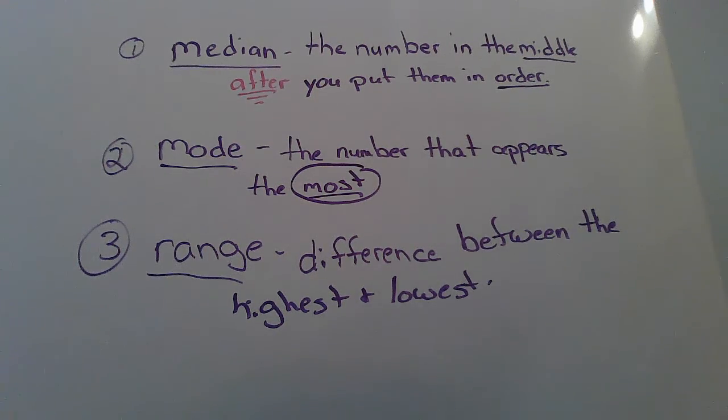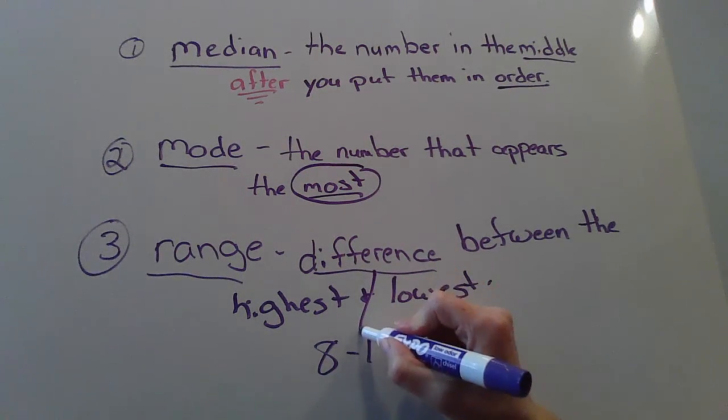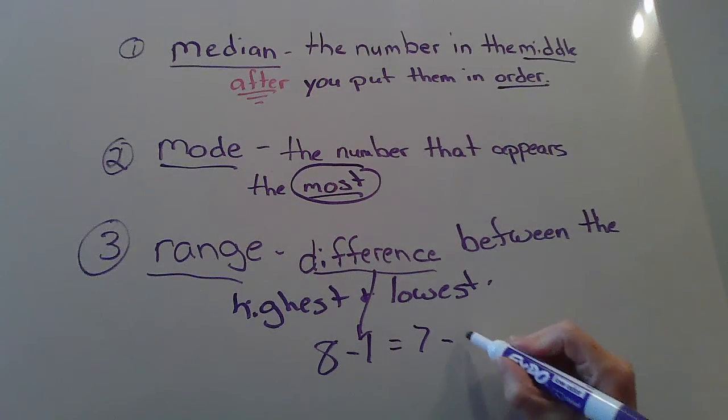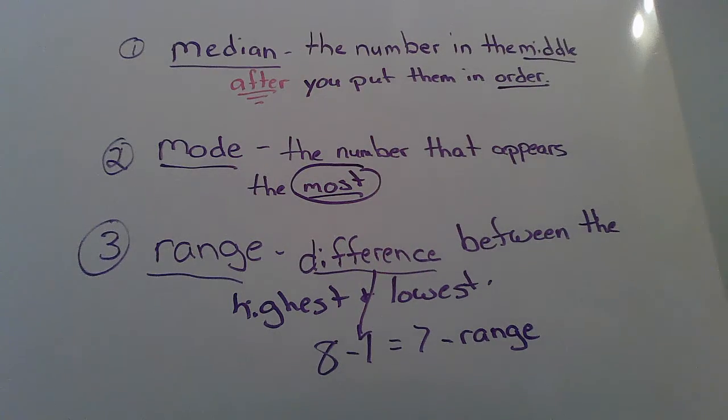So for this set of data that is on reteaching 19-1, the highest number is going to be 8, and the lowest number they give you is 1. So you would subtract them, because difference means to subtract. You would subtract them and get 7. So 7 is your range. Range is just telling you how your numbers reach, starting from the lowest to the highest. That is the range between them.